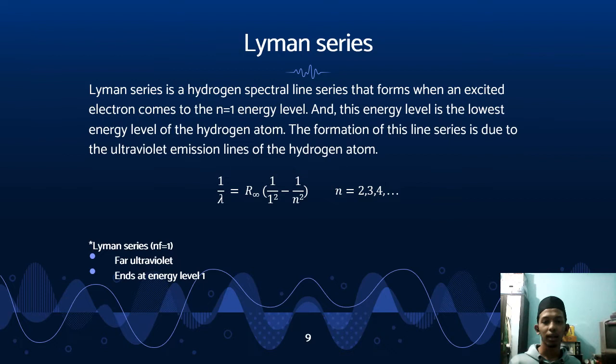To calculate the Lyman series, we can use the Rydberg formula, where n equals 2, 3, 4, and so on. The difference between Lyman series, Balmer series, and Paschen series: Lyman series is far ultraviolet and ends at energy level 1.